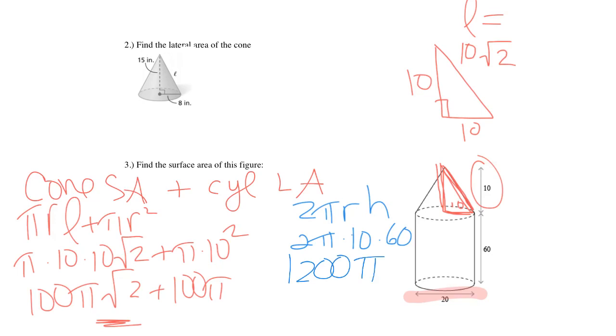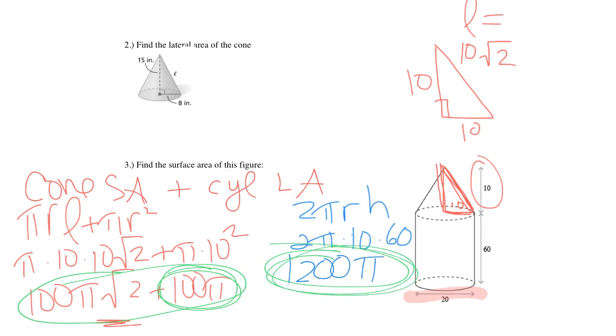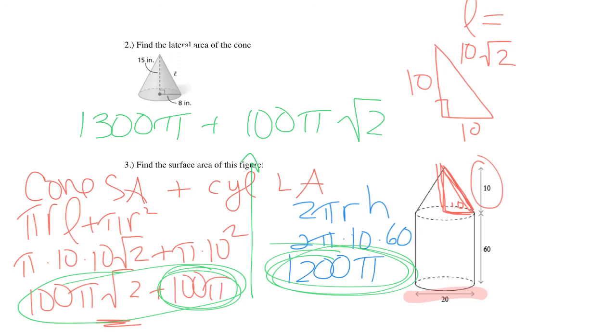So now we need to add this together. We've got the cone plus the cylinder. So we're trying to add together this and this. And we can add the two parts that both have just the pi. So we can add 100 pi with 1200 pi. I'm going to write my final answer up here where I've got a little bit of space. So 100 pi plus 1200 pi, that's 1300 pi. And then plus 100 pi radical 2. And that's going to be inches squared.